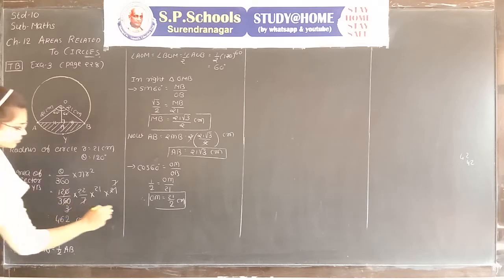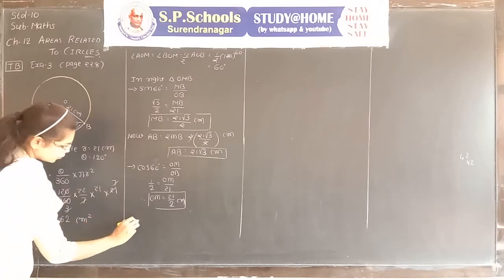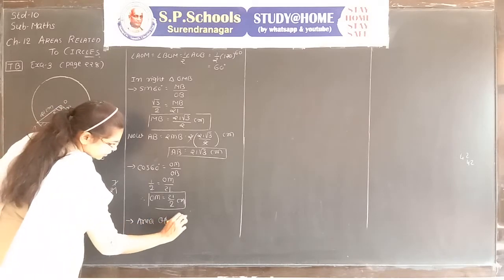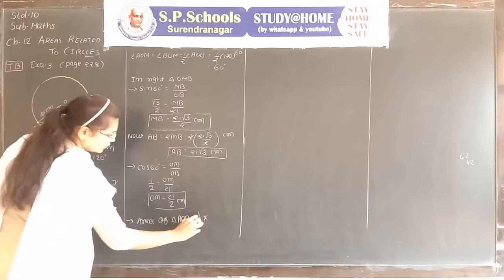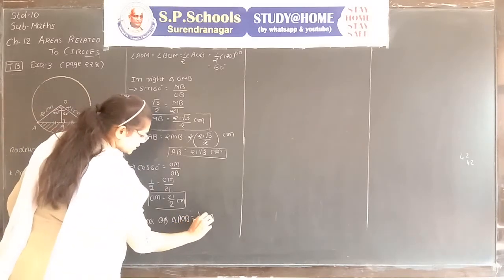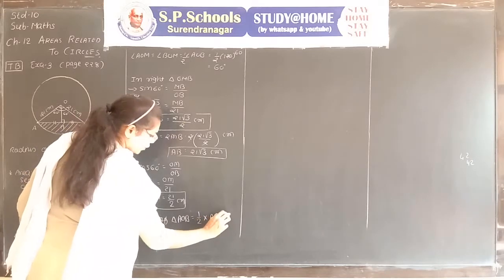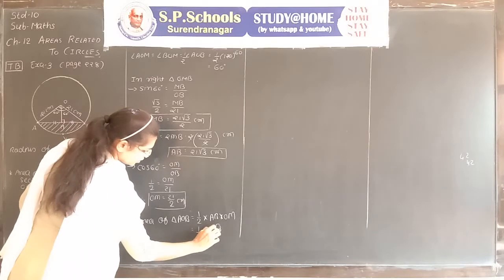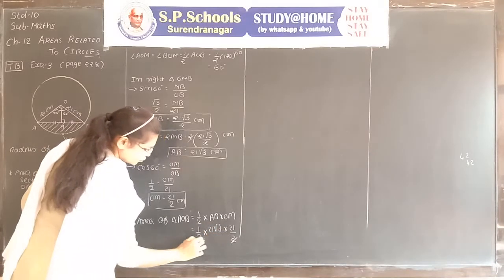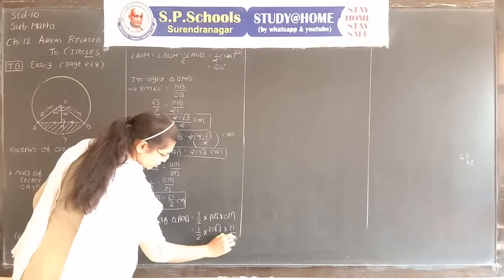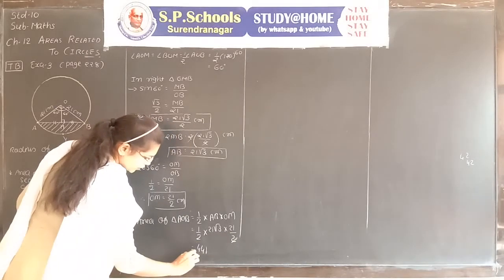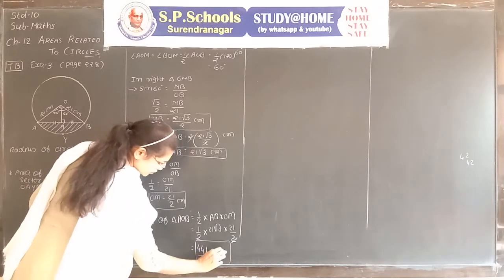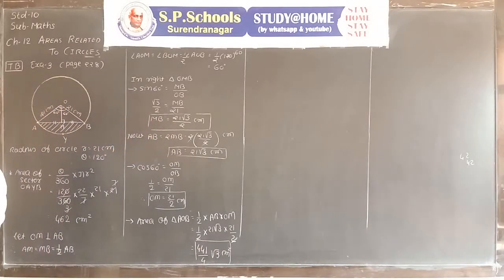Now we use the formula to find the area of triangle AOB. Area of triangle AOB is equal to half into base AB into height OM. Half into AB is 21 root 3 and OM is 21 upon 2. The 2 cancels here, 2 as it is. So 441 root 3 upon 4, the area of the triangle, in centimeter square.